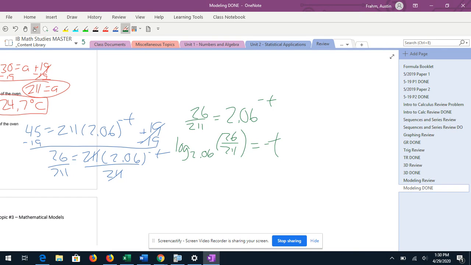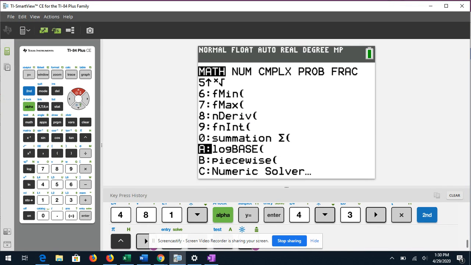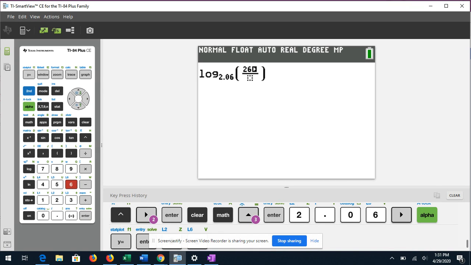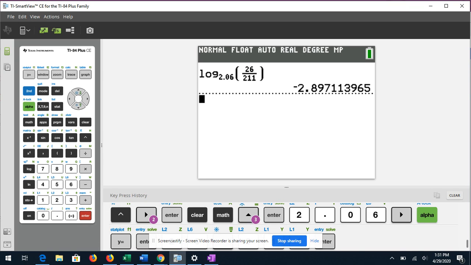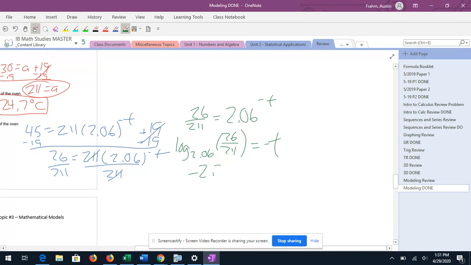So if I type that into my calculator, and again, how to get to logarithms, go to the math button, go up or down to letter A. So we're doing log base 2.06 of the fraction 26 over 211. If I round that to 3 sig figs, I get negative 2.90. And again, since it's a negative T, if we divide both sides by negative 1, T equals 2.90.